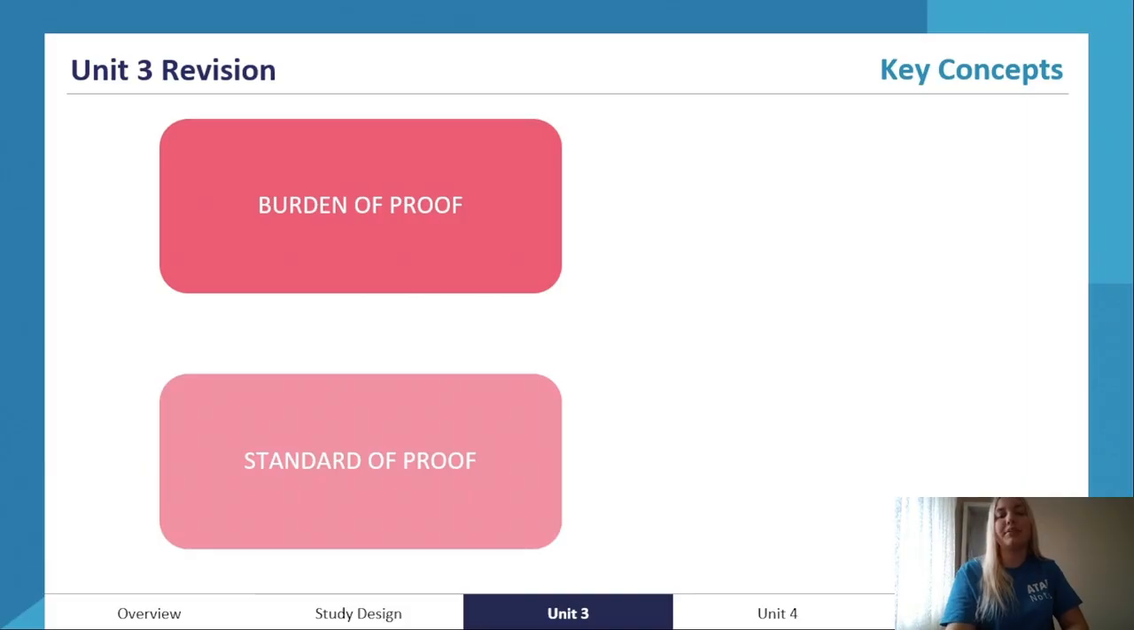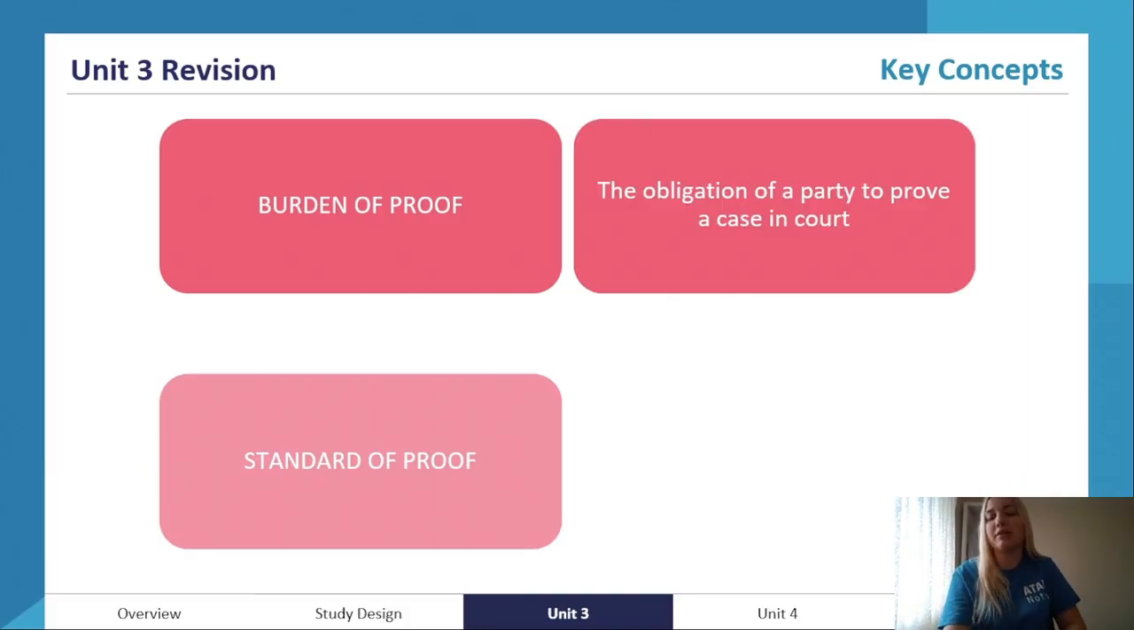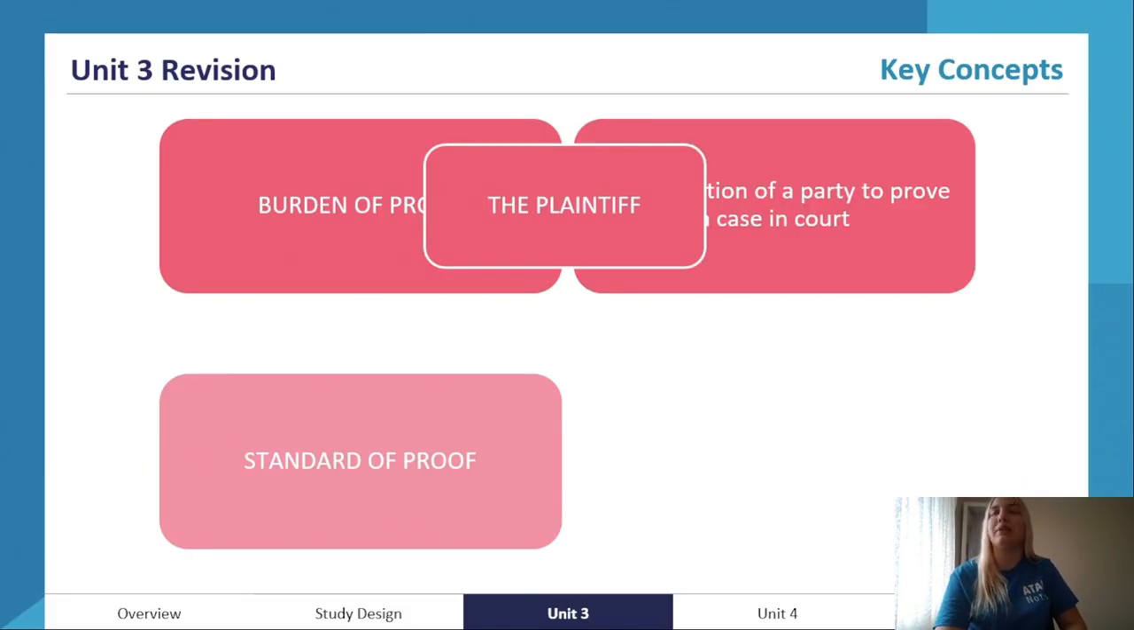Let's compare. The burden of proof, which is the obligation of a party to prove a case in court, rests with the plaintiff. That's because, similar to the prosecution in criminal cases, the plaintiff is the person initiating the civil claim, suggesting that the defendant has done something wrong to them and breached their civil rights and has to pay. So, therefore, they have to prove that they are responsible, the defendant.